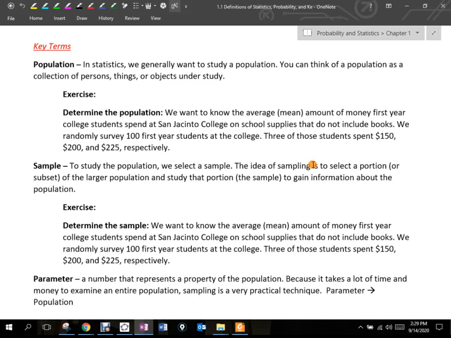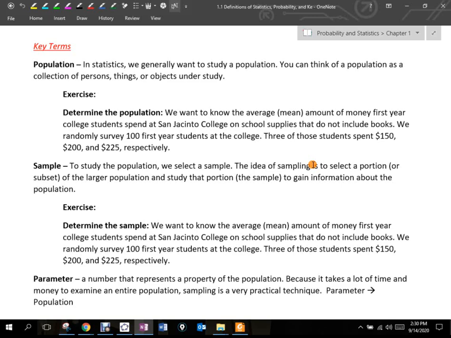We select a sample, and there are going to be techniques for how we collect a sample because we want to eliminate bias in our sample. We want to eliminate certain characteristics that the sample has that the population in general does not have. So the idea of sampling is to select a portion or a subset of the larger population and study that portion. Once we get the information from that sample, then we can make assumptions about the population from that.